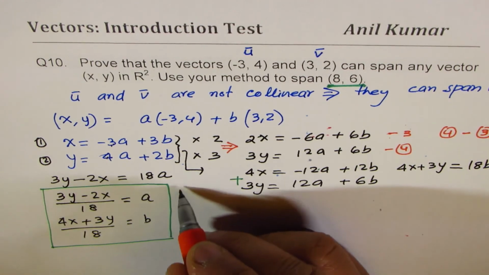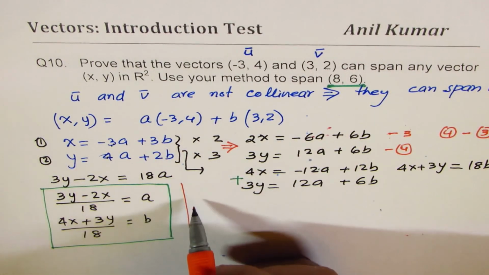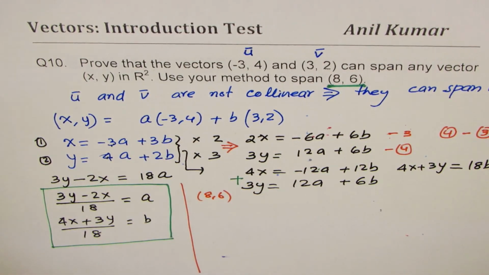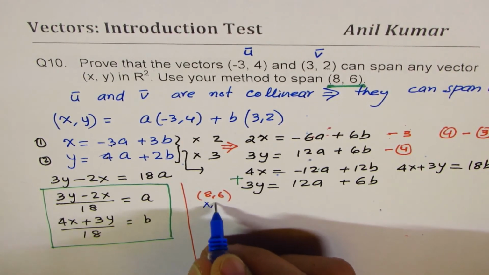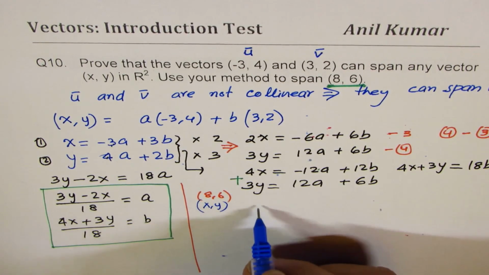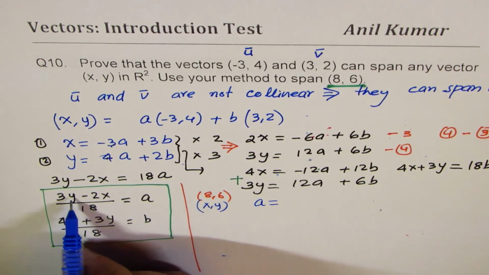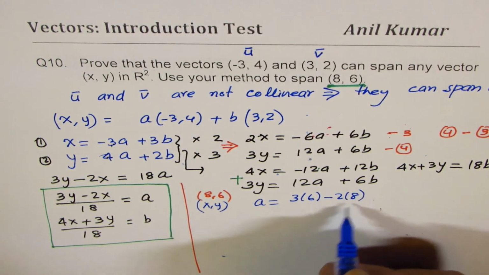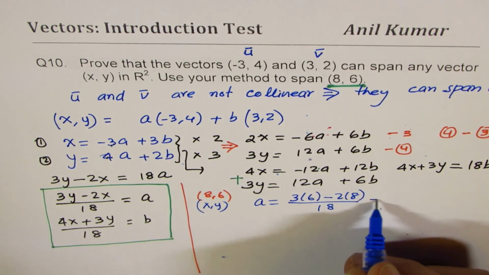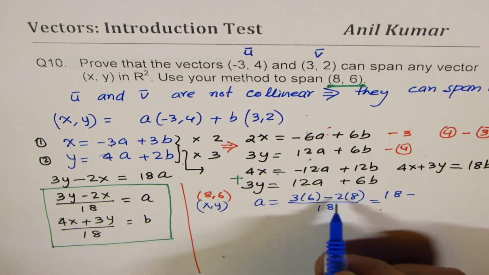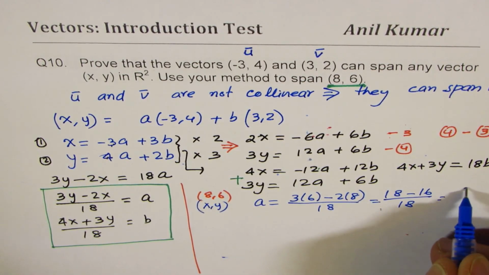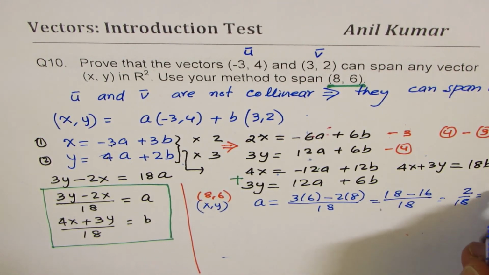Perfect. Now let's do the other part, where we have to write (8, 6) as a combination of these two vectors. So 8 is the x value and the y value is 6. So what is a equal to? We'll replace y with 6: (3 times 6 minus 2 times 8) divided by 18, which is 3 times 6 is 18 minus 2 times 8 is 16, over 18. So we get 2 over 18, or 1 over 9.